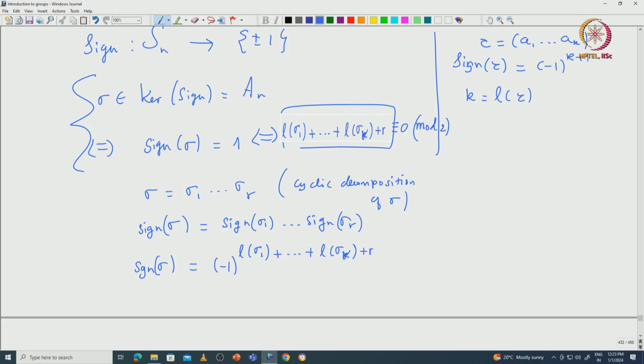We will use this kind of characterization later, and then we will understand more about this group, the alternating group A_n. I will stop here. We will continue with some more basic properties in the next lecture. Thank you.